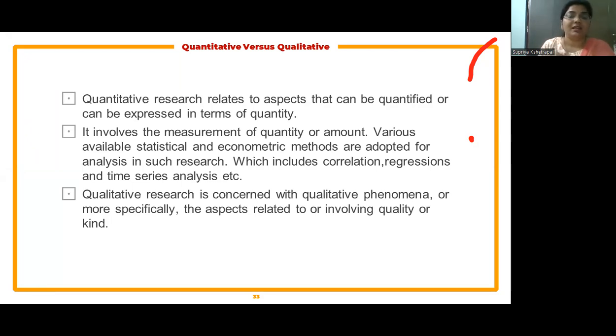So at that time you have to correlate many things: time series analysis, regression. These are the examples of this quantitative research. Okay, so here it involves the measurement of the quantity or the amount. Okay, and various available statistical or the econometric methods are adopted for the analysis in such research, which includes here the correlation, regression, and time series analysis.